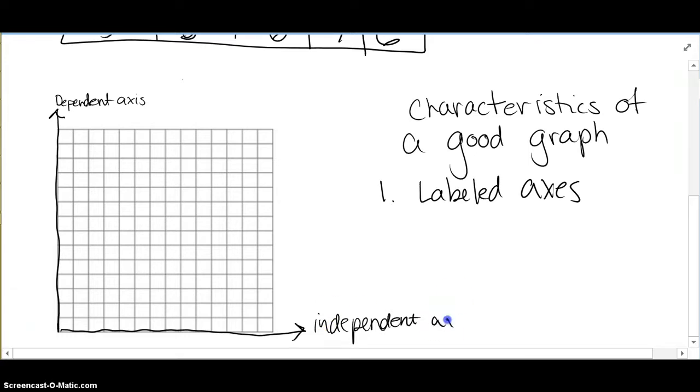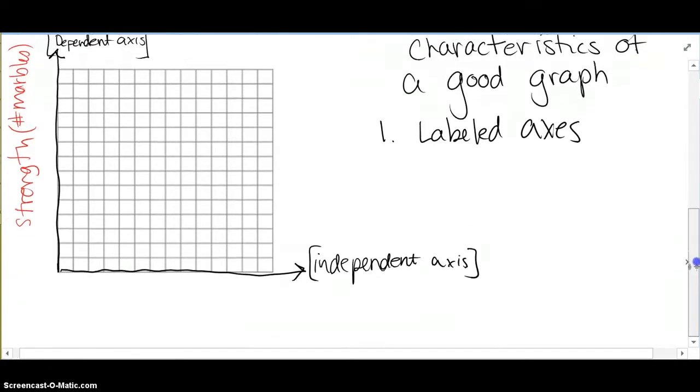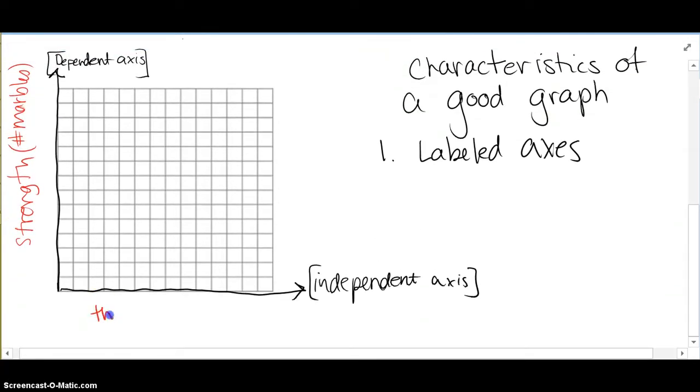All right, so the independent axis is down here. So when we label our axes, we need to put our dependent variable on the dependent axis. So in this case, my dependent variable was strength. So I label it and give it its unit, number of marbles. And my independent axis was thickness. Yours might have been span. And the unit is number of noodles. So labeled axes with units is one characteristic.